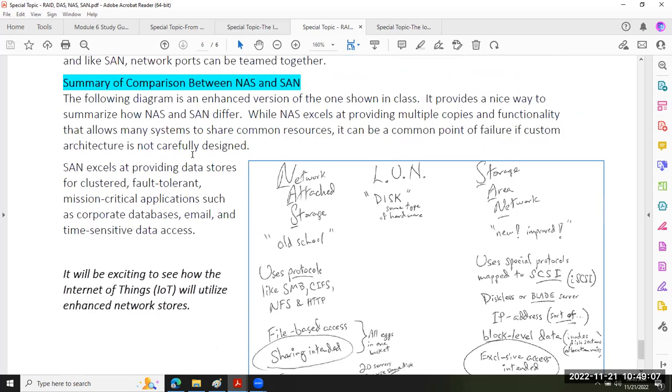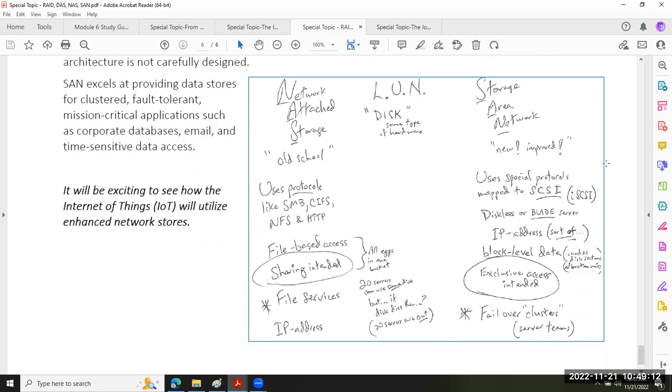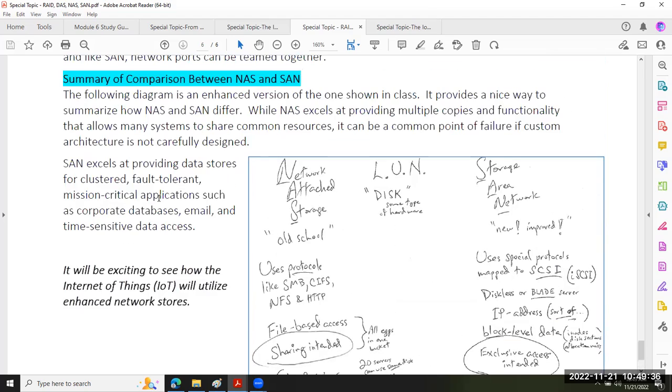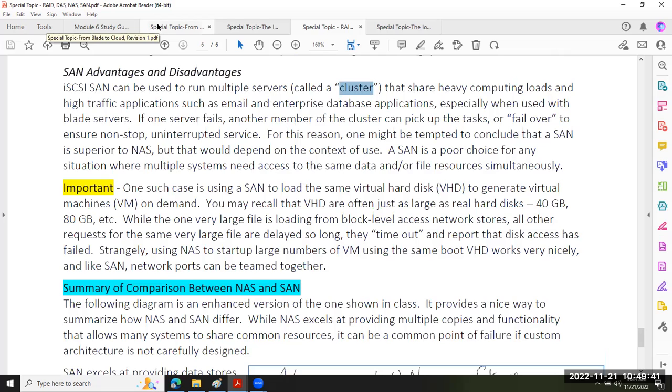The thing that I want you to understand is the difference between these two types, right? There's a kind of a hand-drawn graphic here that I'd like you to take advantage of. Network attached storage is an older protocol, it's file-based access. All of the things you need to know about network attached storage versus storage area network are all together in one simple graphic. So it's this foundation that allows the other special topics to happen.